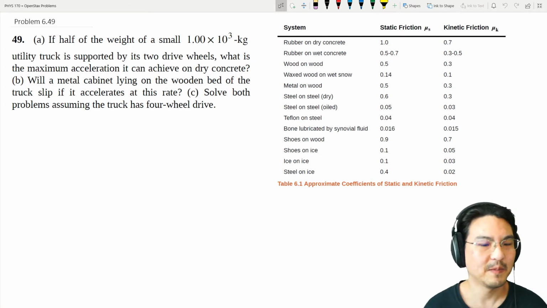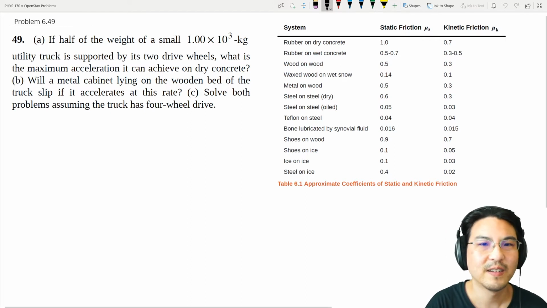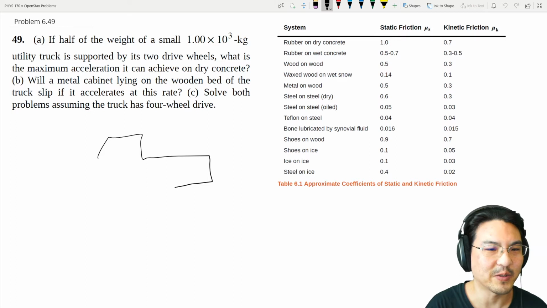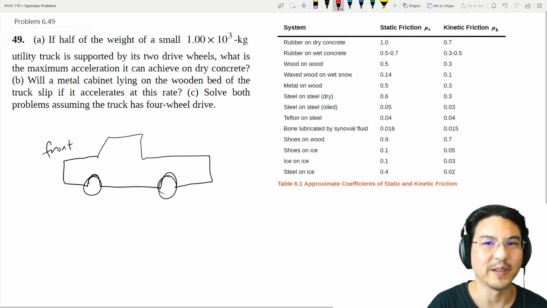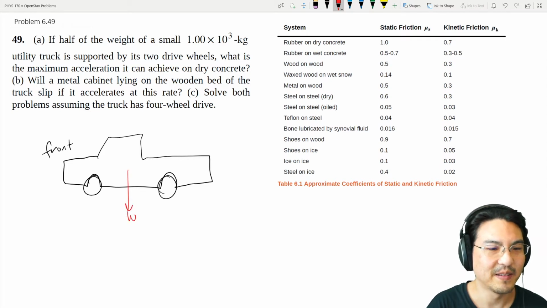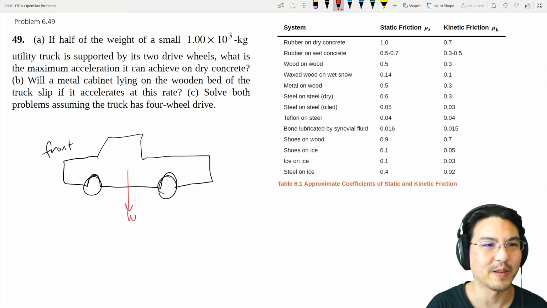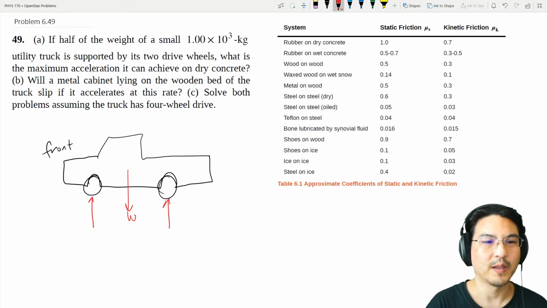Hey everybody, let's give this problem a try. So there's a truck. Let me just have a little truck here, and let's say this is the front. So the free body diagram: let's say there's weight. The tires are touching the concrete ground, the road, so there's a normal force here and a normal force here. And then, if you step on the gas, the truck is going to go this way, right?